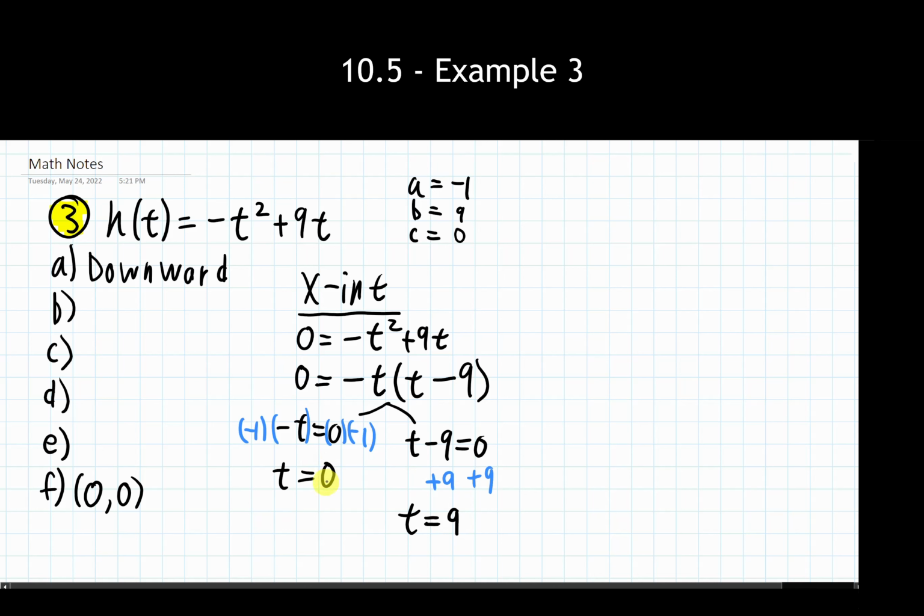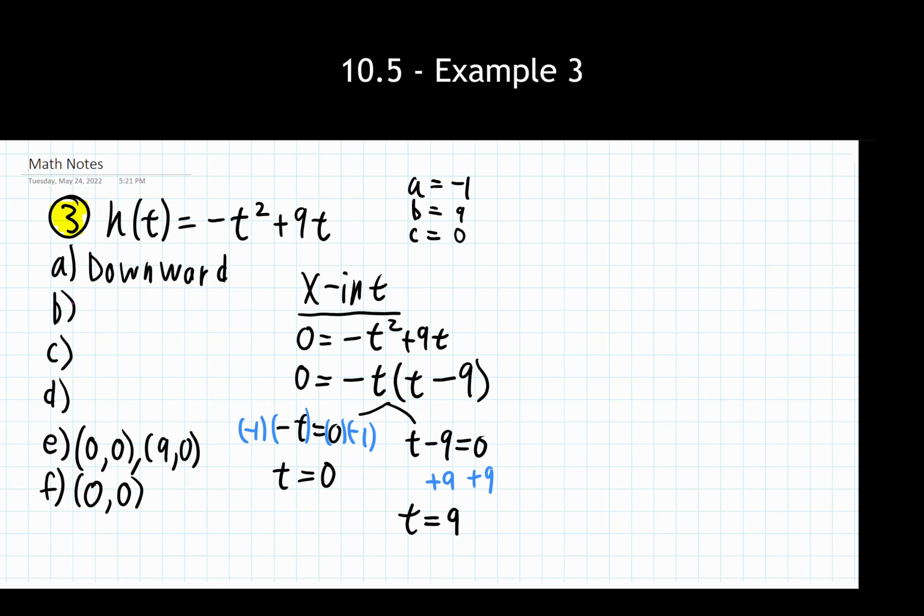Awesome. So I now need to write this thing in as two individual points. I have two answers here, so I need to list both of them. So my first x-intercept or t-intercept is going to be at the point 0, 0, and my second one is going to be at the point 9, 0. Excellent. So we got about half of this thing done. Let's take a look at our next part here, the vertex, axis of symmetry, and the maximum.